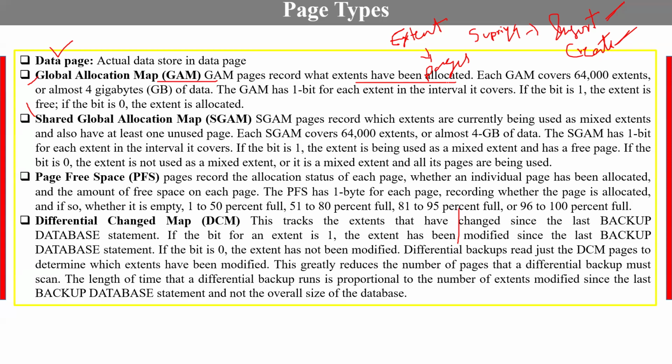How many extents it will allocate depends on your operations, on how many massive inserts you are going to perform. Based on that, the GAM page allocates the extents to that operation. Okay, I understood. First, I am getting the extents from the GAM page. Now, how many extents will the GAM page hold?